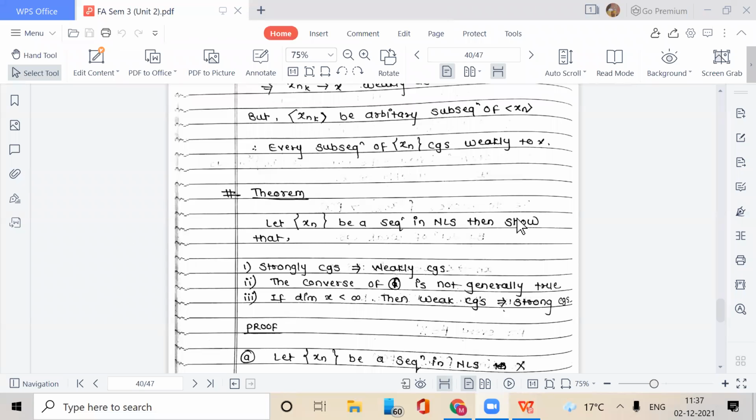Is it clear? Yesterday's theorem clear to all?